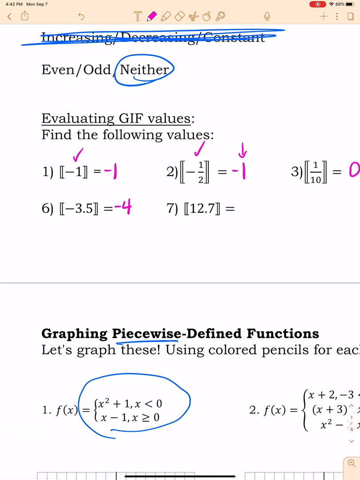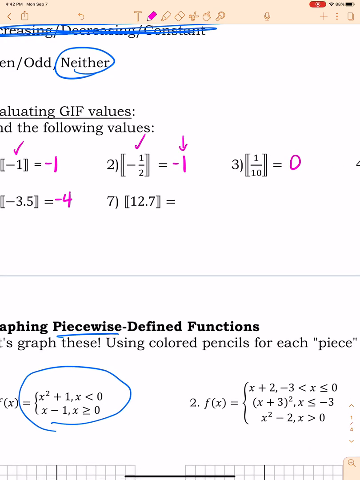-3.5, what's the number right below that one? -4. You've got to be careful. Remember, your negatives go the other way. And number 7, 12.7, what's the number right below that? It's 12. Yes, kids, it really is that easy. Enjoy.